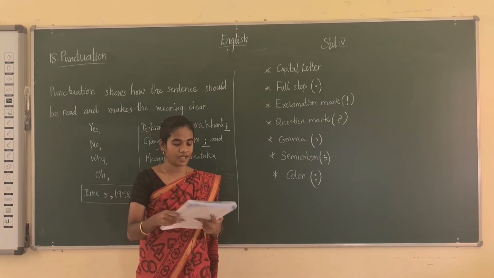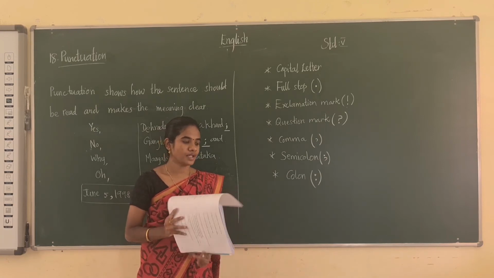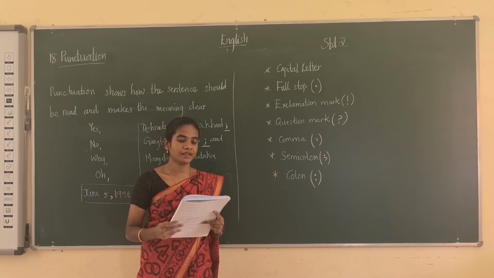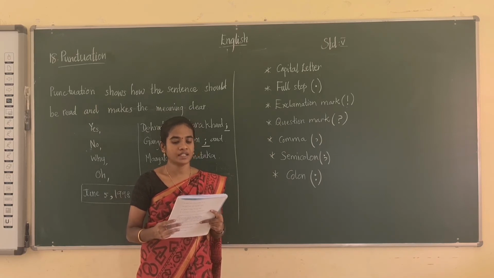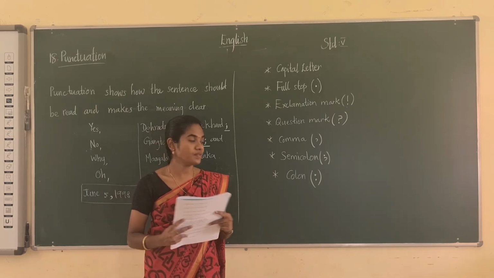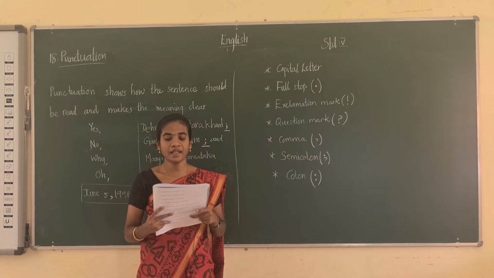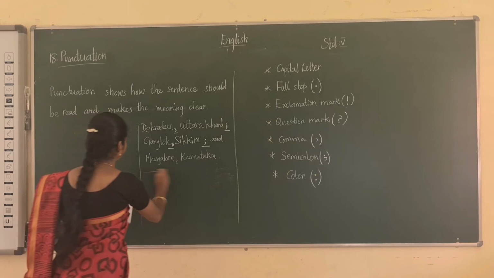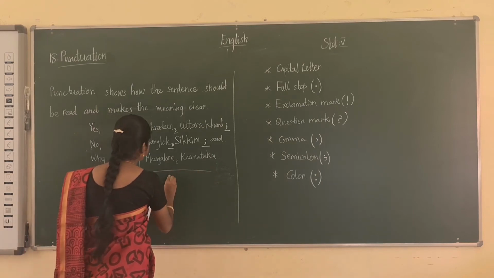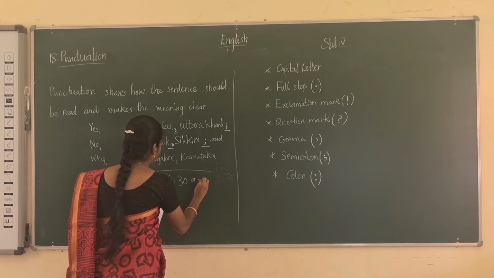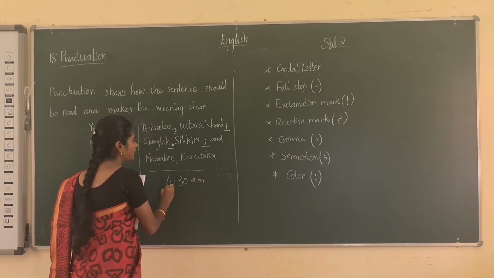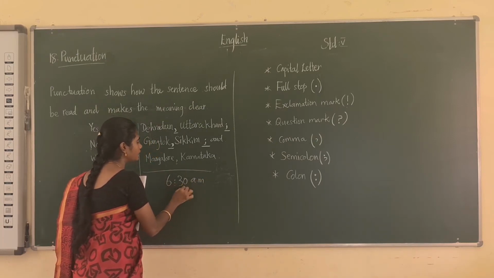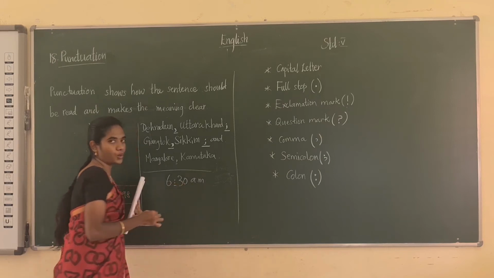Okay, students, are you clear with this? Turn to the next page. To separate the hours and the minutes while writing the time. Okay, while writing the time we use the colon to separate the hours and the minutes. See for example, that is 6:30 AM. Okay, this is hours and this is minutes. To separate the hours and minutes we have to use the colon.